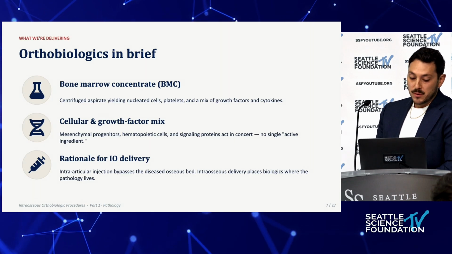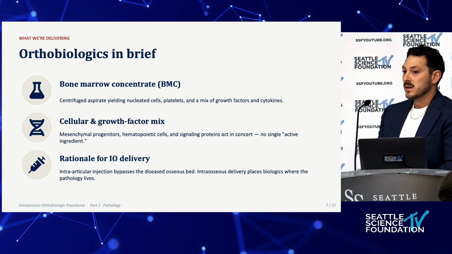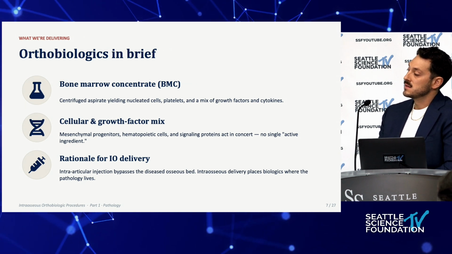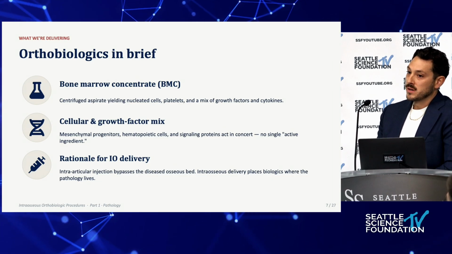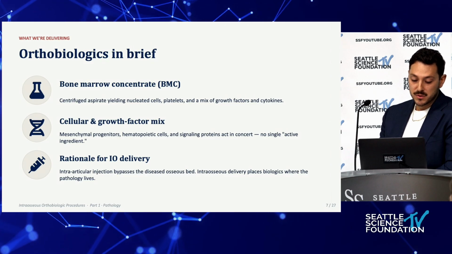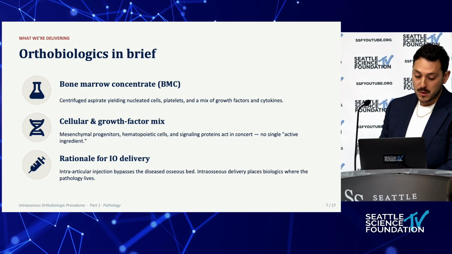So orthobiologics in brief, mainly I'm going to be talking about bone marrow concentrate. This is primarily taken from the posterior iliac crest. You're going to concentrate this down, and this is the therapeutic injection that we're going to be doing. Bone marrow concentrate is not just one thing. It's a mix of cellular and growth factors: progenitor cells, hematopoietic stem cells, signaling proteins. There's no single active ingredient.